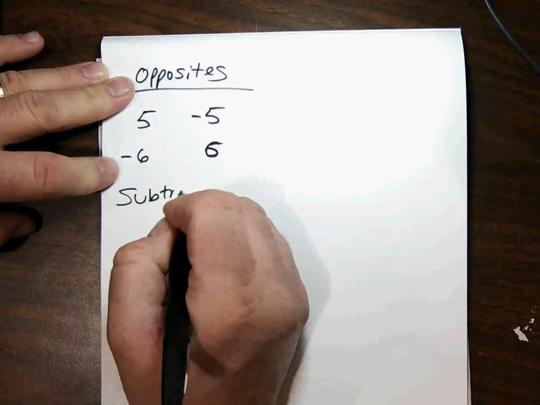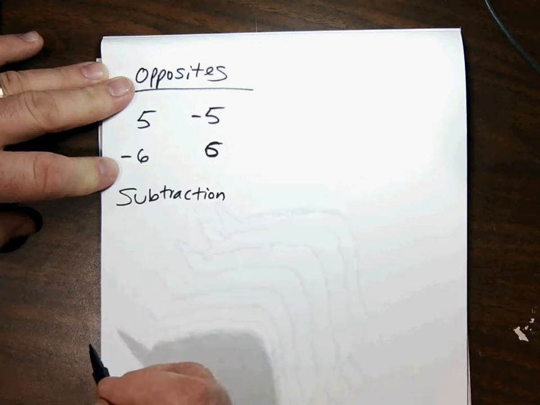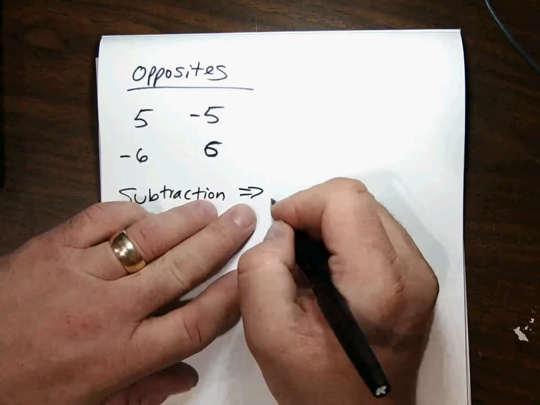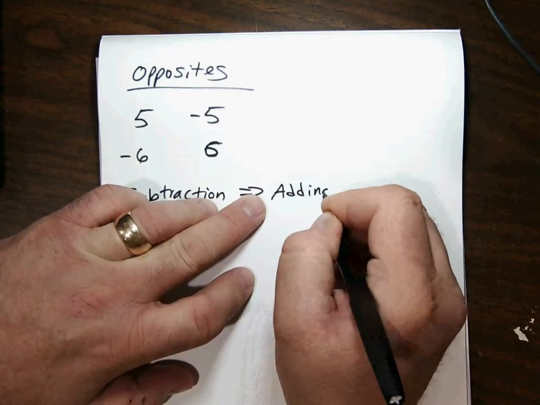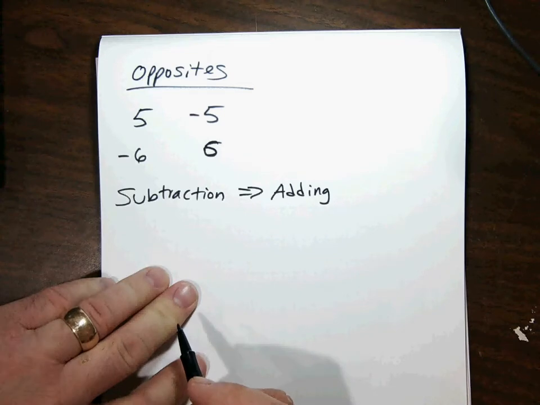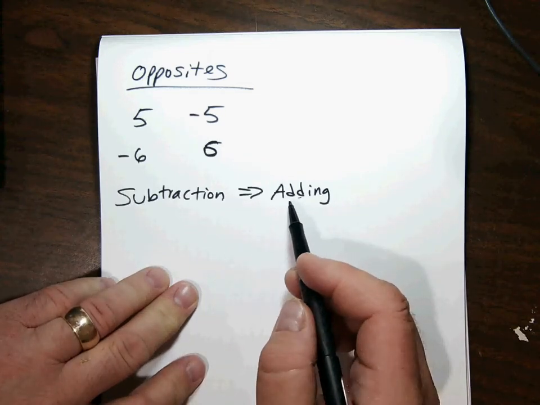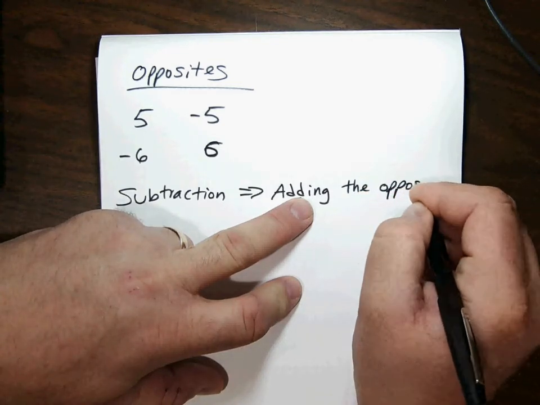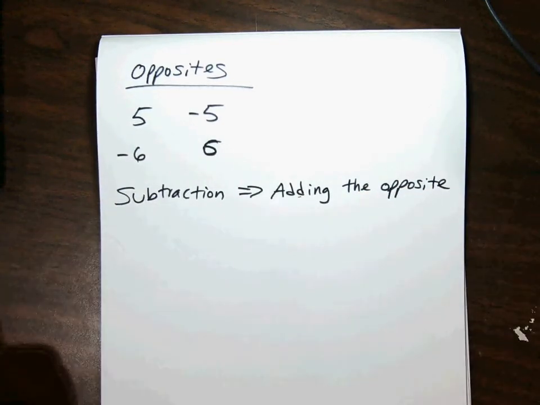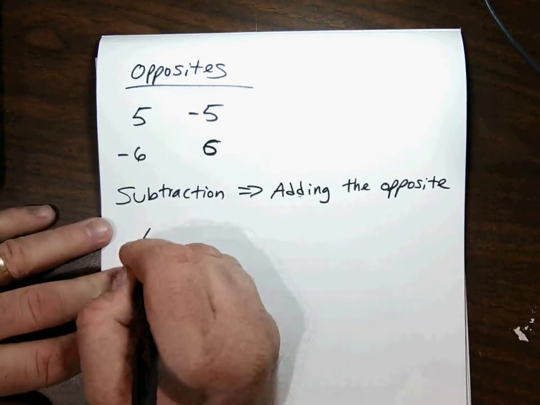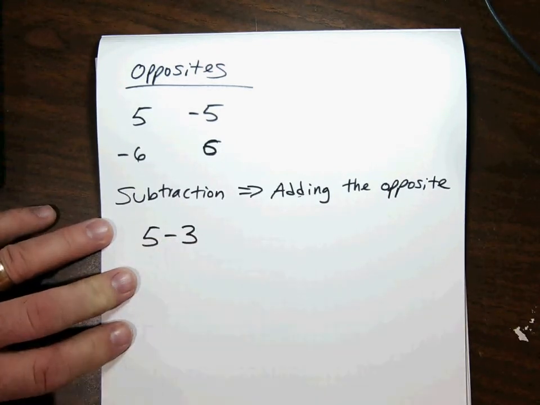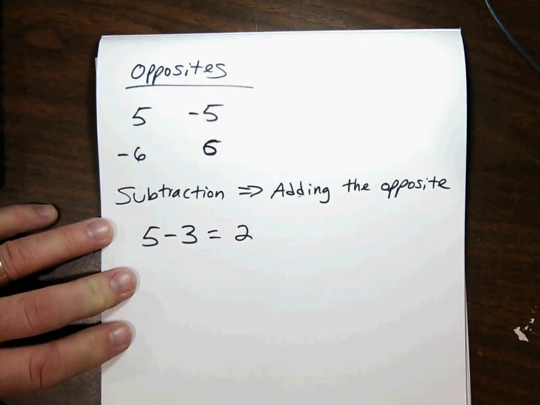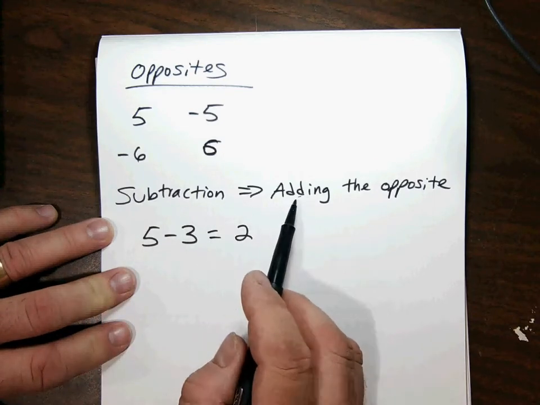Subtraction. Listen to this now. Subtraction can be thought of as adding. Huh? Thought we were subtracting. Yeah, we are. But subtraction can be thought of as adding the opposite. 5 minus 3, a problem we've done a million times. Don't even think about it. Equals 2, right? Subtraction is the same thing as adding the opposite.